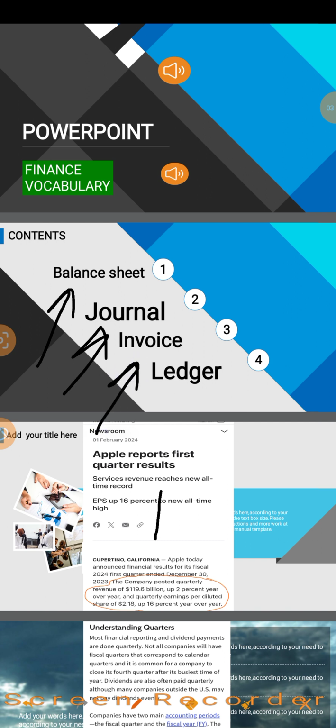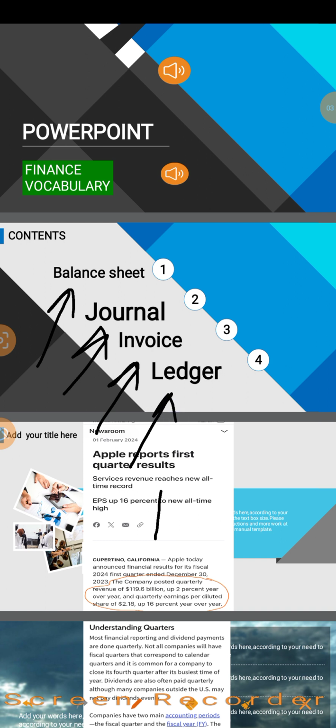Next, we have an invoice. Whenever you sell goods on credit, and these days many people buy goods on credit, you have to give an invoice which reflects the amount and the date on which the transaction was made, and then when payment is expected. So you will send this invoice to the buyer of those goods.